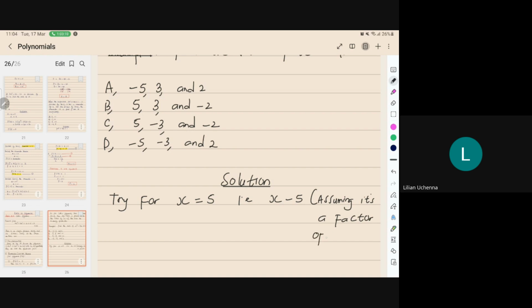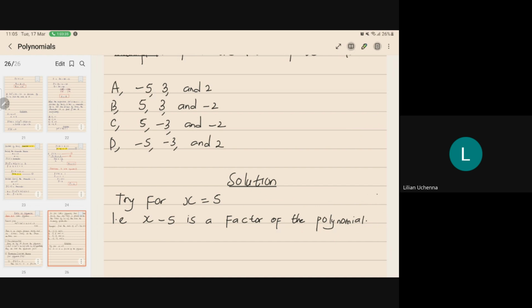A factor of the polynomial. Let me write this so it can fit into one space. That is, x minus 5 is a factor of the polynomial. All right, so now let's try it.